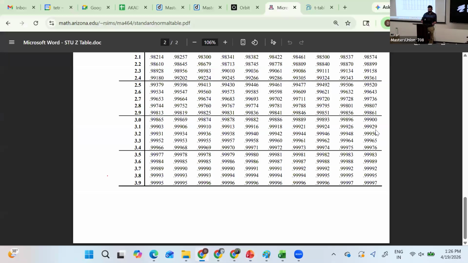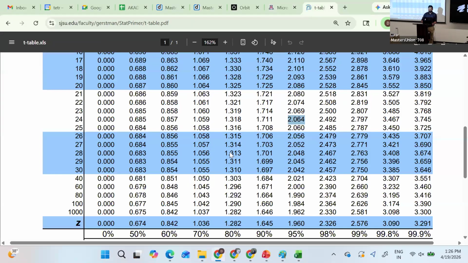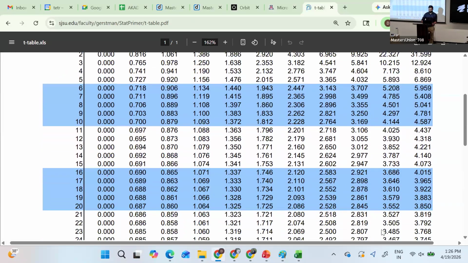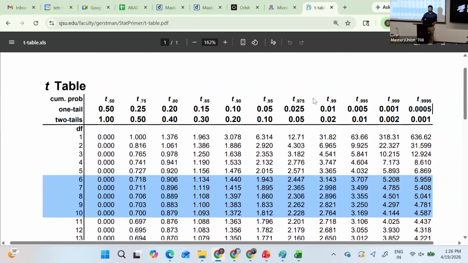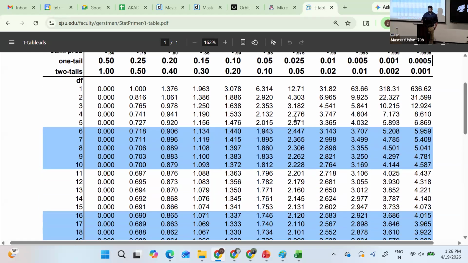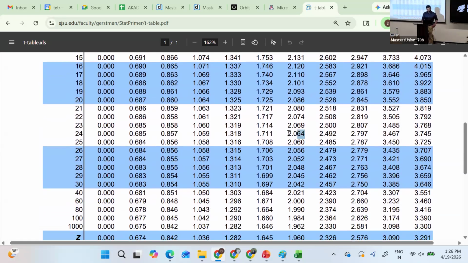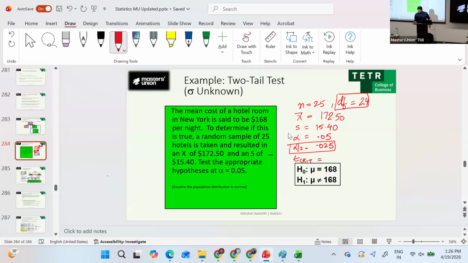Let us look at the T table. Degrees of freedom is what? 24. So you're talking about this particular row. And what is the one tail? One tail is 0.025. This one. Right? In both the tails together, you are talking about 0.05. यही वाला तो है ना? इसमें नीचे 24 को ढूंढने आ जाते हैं. Where is 24? 2.064. So T critical becomes 2.064.